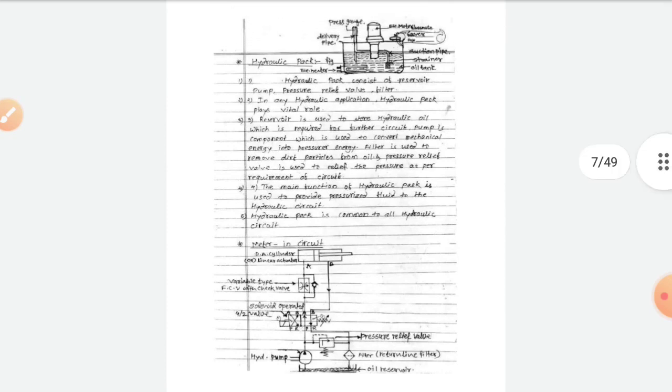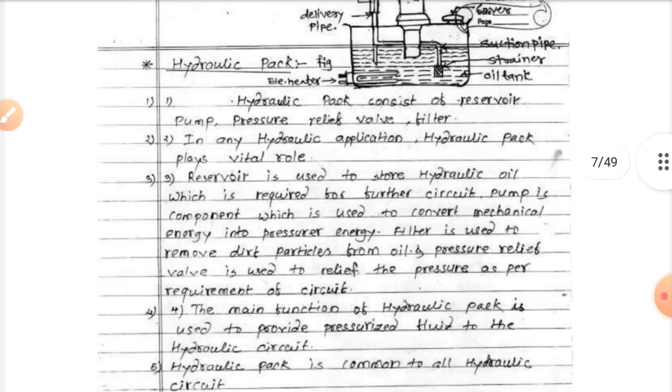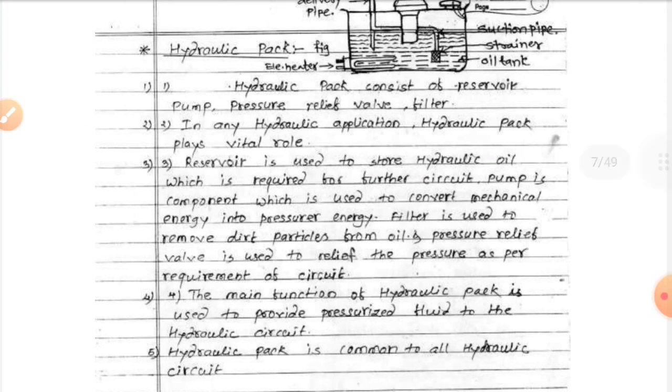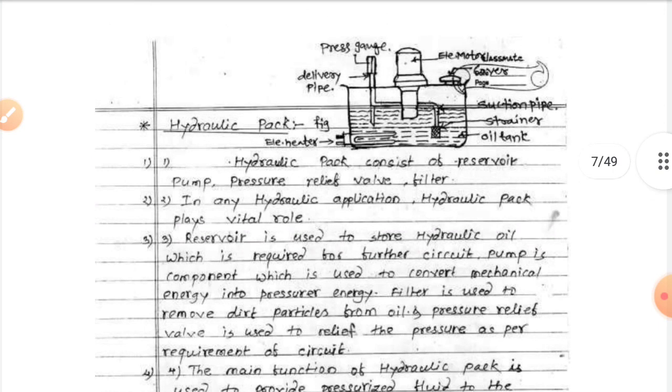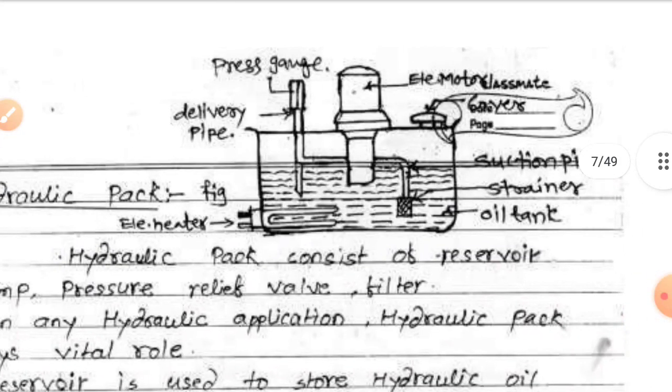Hydraulic power pack consists of a reservoir, pump, pressure relief valve, filter. In any hydraulic application, a hydraulic pack plays a vital role. All of you see in the figure. This is the basic construction of a hydraulic power pack.